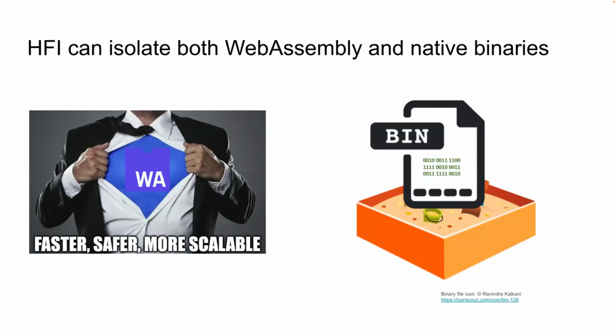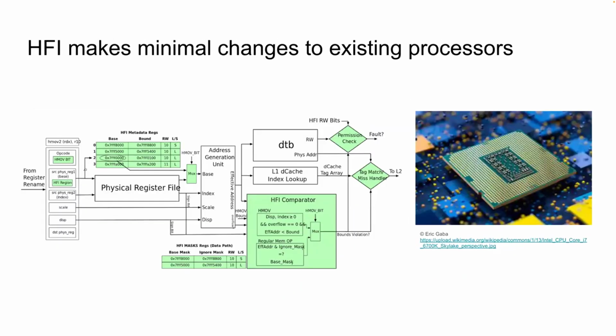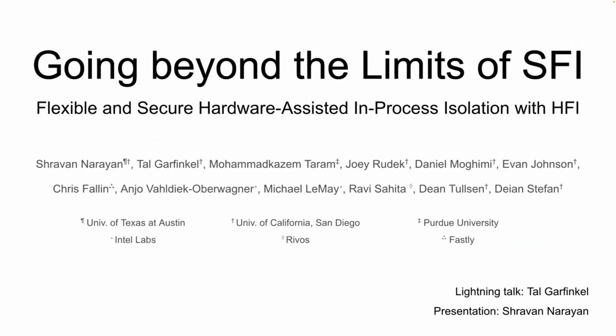HFI provides hardware assistance that makes WebAssembly faster, safer, and more scalable. It can also isolate unmodified native binaries. It does all this with minimal additional hardware and minor changes to existing processors, making it easy to adopt.